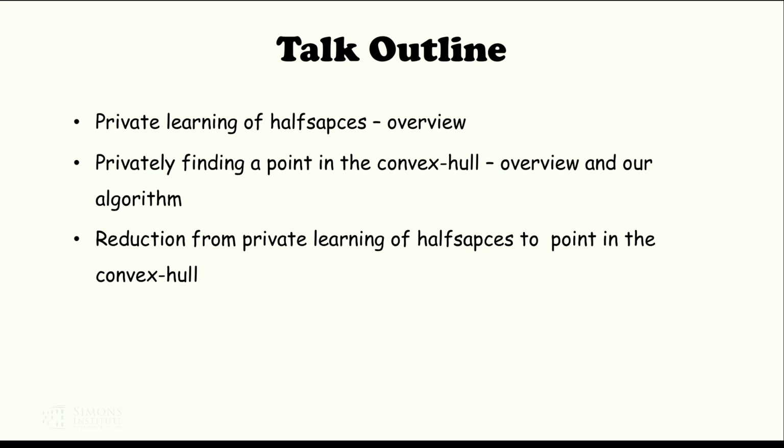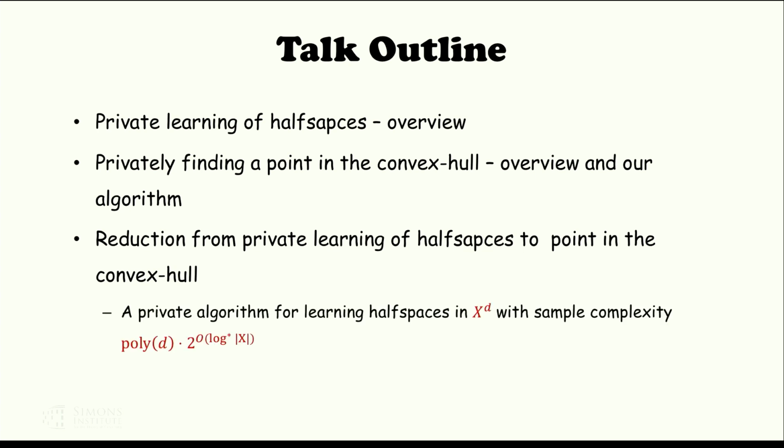And as a result, we get a private learning algorithm for half spaces taken from a grid X to the d for a finite set X, with sample complexity which is polynomial in the dimension and very mildly dependent on the size of the grid. So it's 2 to the order of log star of the size of the grid. And we will be speaking about the setting without margin, so the dependency on log star of X is essential.